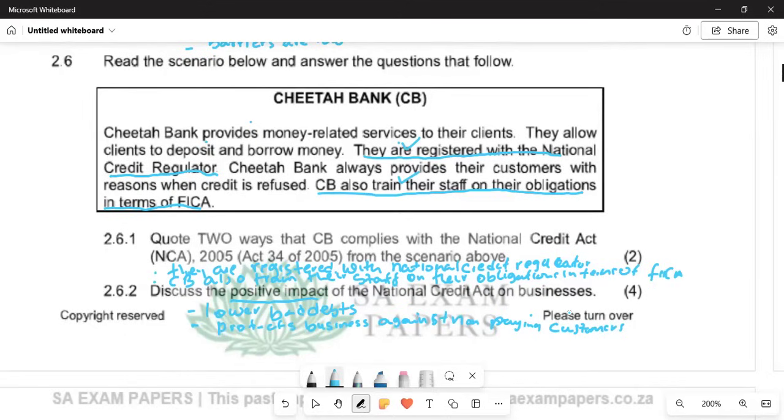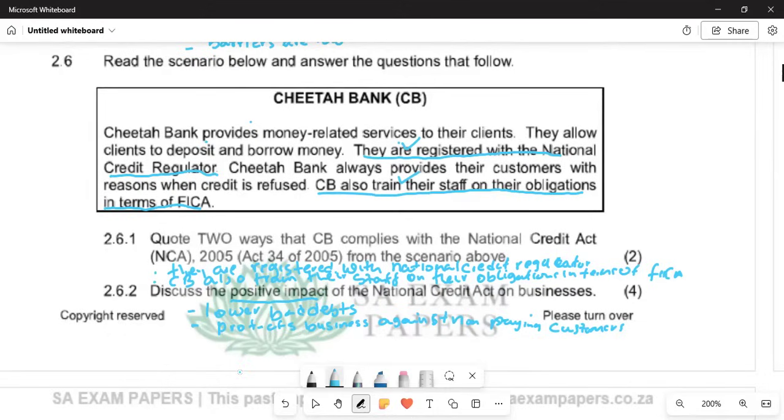So this Act is going to protect business if ever there are customers who are failing to pay. This Act will make follow-up to such customers to make sure that they are going to pay the business. So that is that.